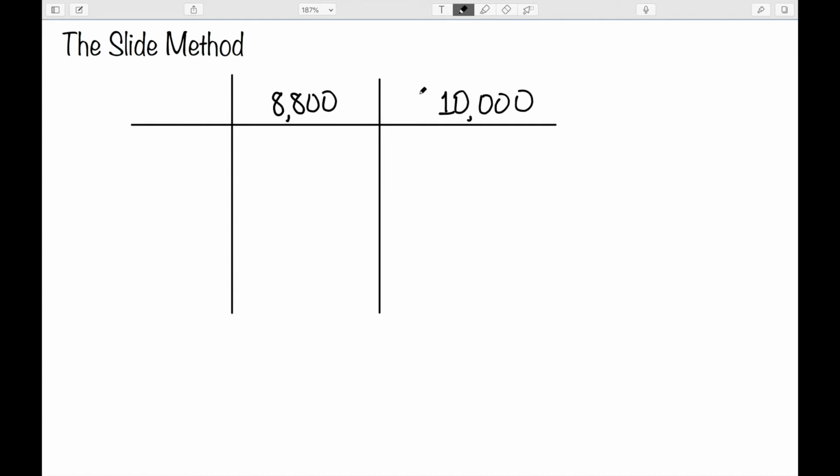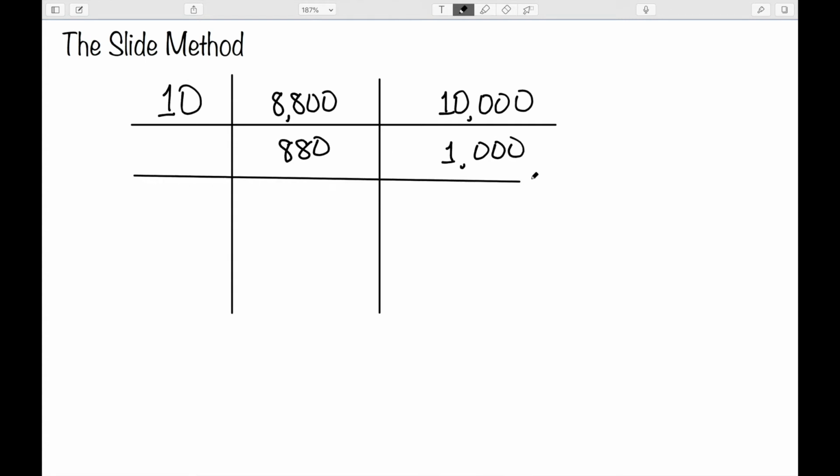So what number divides into both of these? Well, they both end in a 0, so 10 does. 8,800 divided by 10 is 880. 10,000 divided by 10 is 1,000. And then I repeat this. What number divides into both 880 and 1,000? Well, once again, 10. 880 divided by 10 is 88. 1,000 divided by 10 is 100.